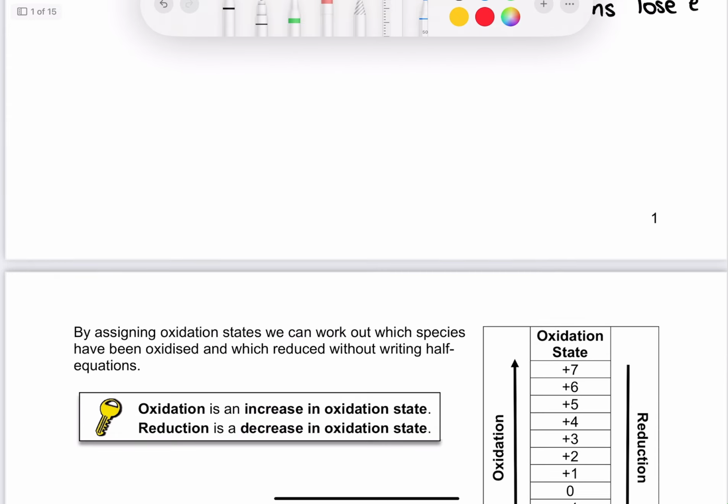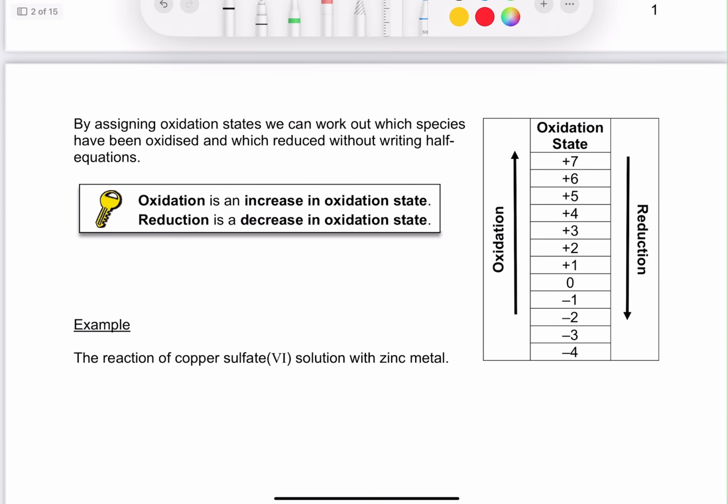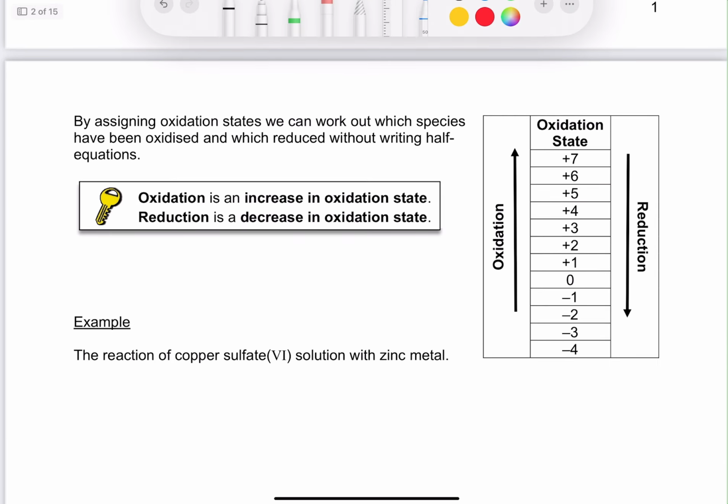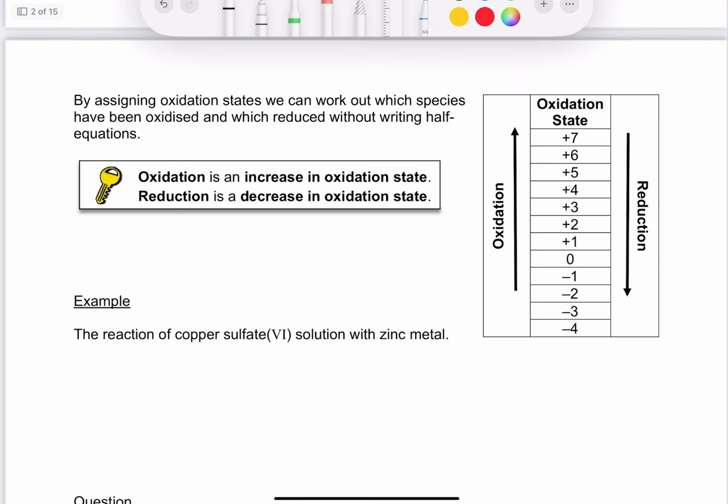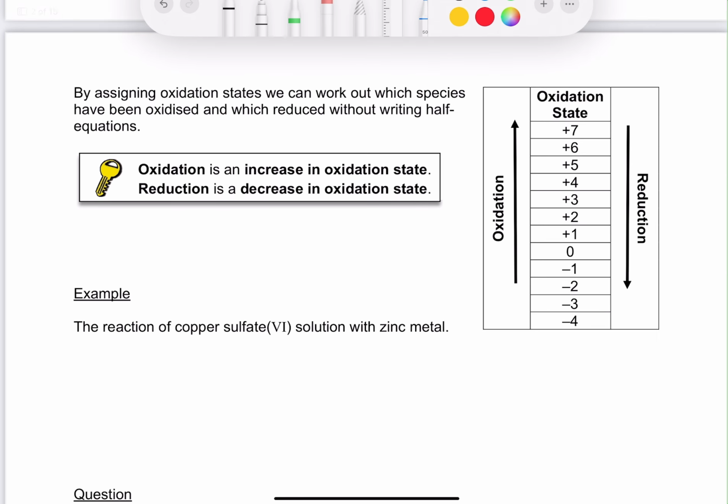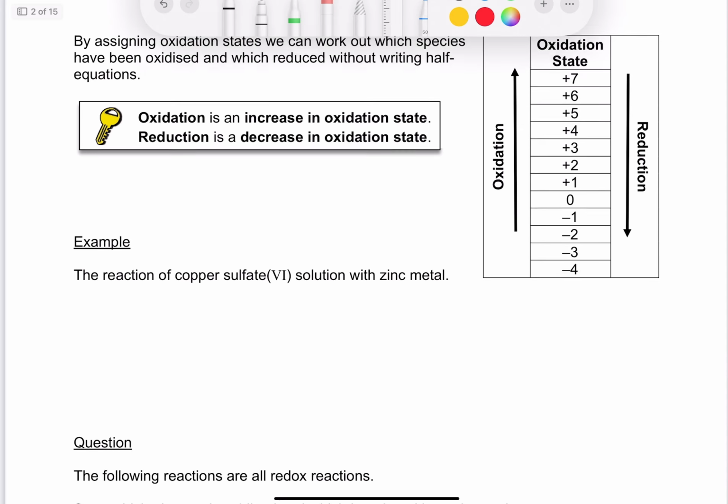We remember from our previous study that if we use oxidation states, it's a little bit quicker and easier to decide who got oxidized and who got reduced, but we can't rely on the mnemonic OIL RIG. We have to remember that oxidation is when the number increases and reduction is when it decreases. I like to say, if the number is reduced, the element is reduced. So reduction is reducing the number.